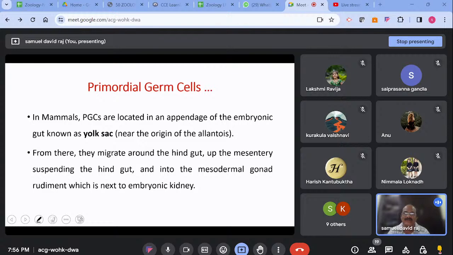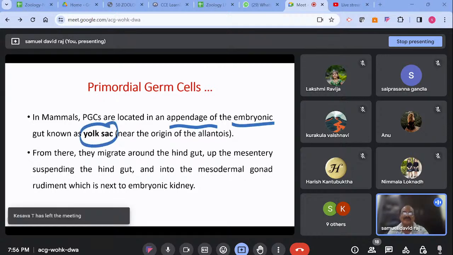they are neither present in the endoderm nor mesodermal in origin, but the primordial germ cells are located in an appendage of the embryonic gut known as the yolk sac. This you have to remember. So in mammals, primordial germ cells arise from the yolk sac.